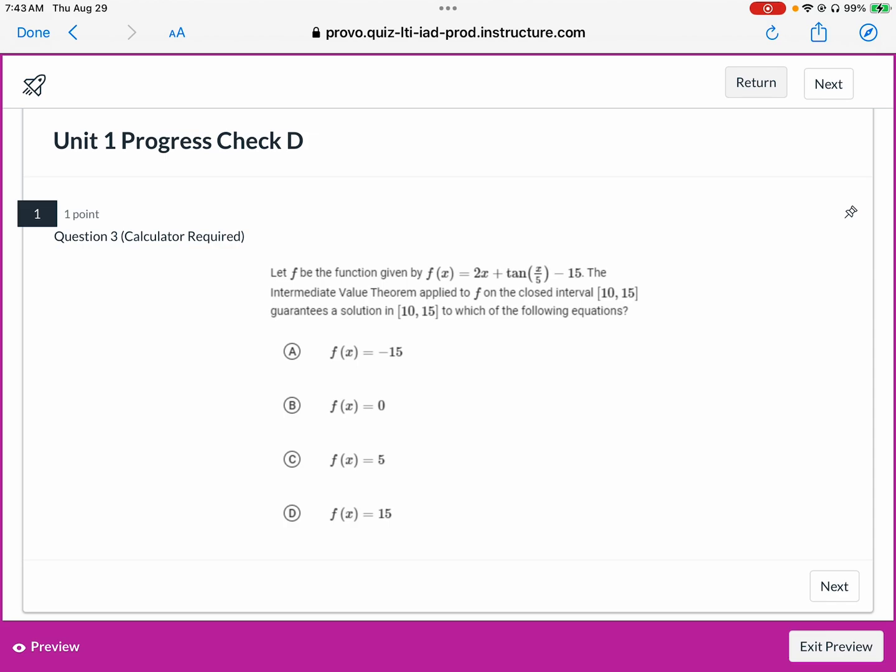f of 15. And so what we want to do here is basically we're just trying to see which of these four values, so negative 15, 0, 5, 15, are going to be in between the y values at x equals 10 and x equals 15. That's what we're trying to guarantee. So there are two ways you can go about this.